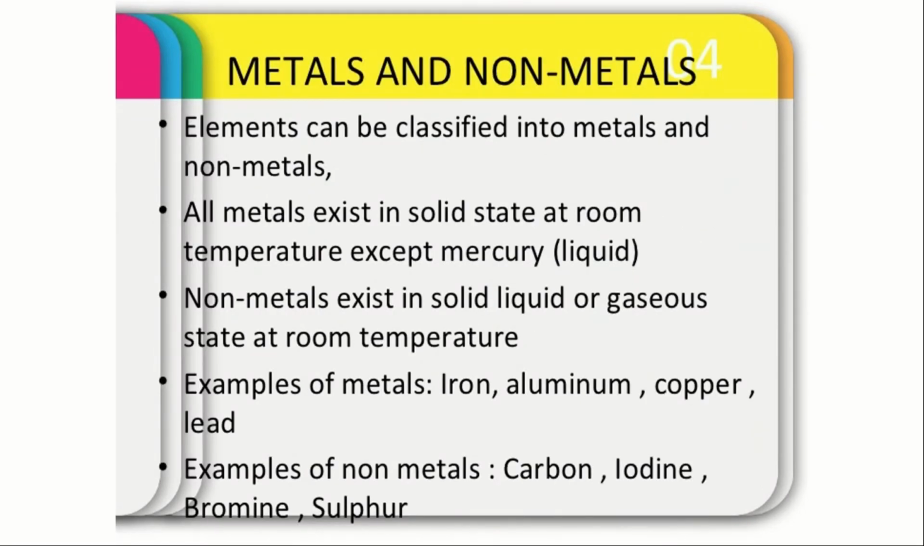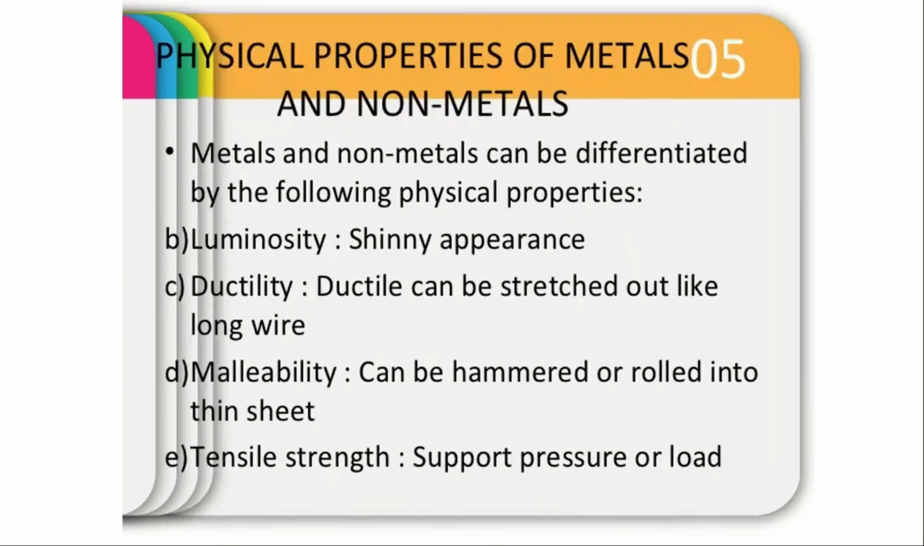Metals and nonmetals. Elements can be classified into metals and nonmetals. All metals exist in solid state at room temperature except mercury, which is a liquid. Nonmetals exist in solid, liquid or gaseous state at room temperature. Examples of metals: iron, aluminium, copper, lead. Examples of nonmetals: carbon, iodine, bromine, sulfur.